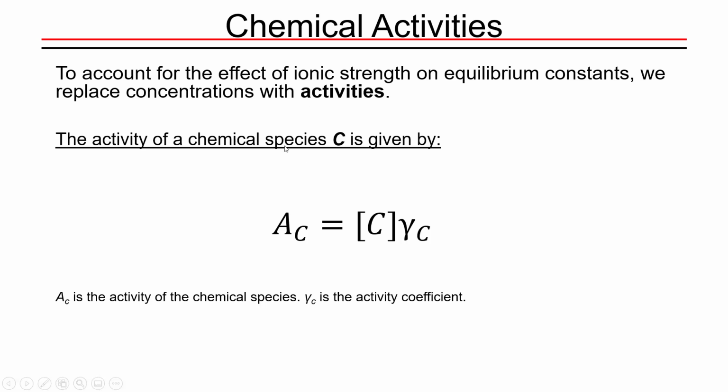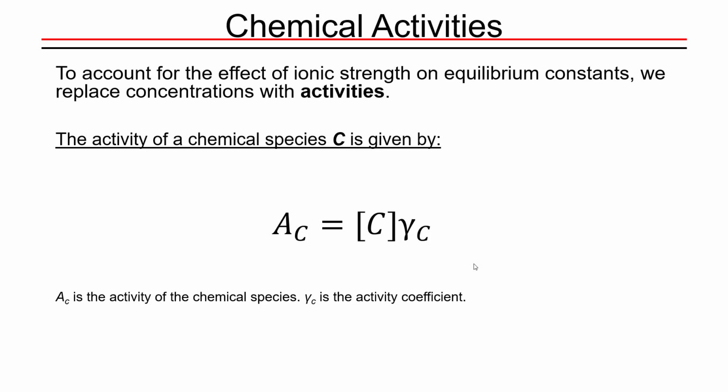So if you were to write the activity of a chemical species C, you would write capital A lowercase c, that would be the activity of chemical species C, is equal to the concentration of chemical C times the activity coefficient for C at a specific ionic strength. So bracket C is still concentration of C, whereas gamma sub C is a constant that we call an activity coefficient, which depends on the ionic strength of solution. And so you can think of activities as a more fundamentally correct way to express how the concentration of a chemical impacts the equilibrium state of a chemical reaction.